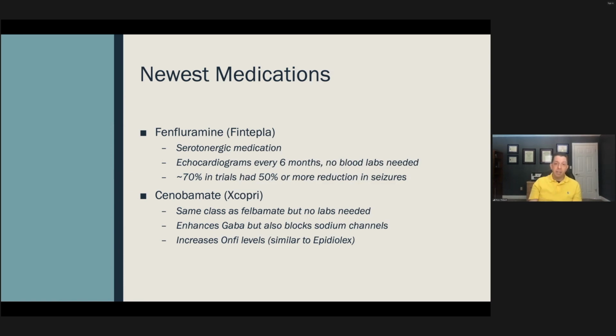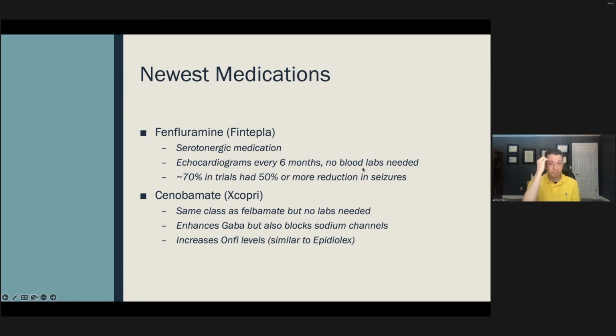But Xcopri is a newer version of that, and it does a little bit more than the Felbatol did. It improves GABA, but also blocks sodium channels, so it works in a couple of ways. It's been a really effective medicine for a lot of kids, and unlike Felbatol, we don't require all those blood draws, which makes it so much nicer. We have to use what we have to use, but especially with kids with Dup15, we really try to use medicines that don't require blood draws if we can. If we have to, we have to, but we know how painful that is, so I always try to use the ones that don't require that to start.